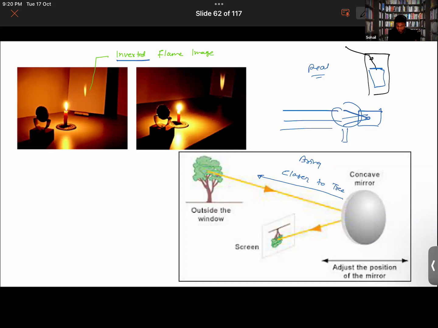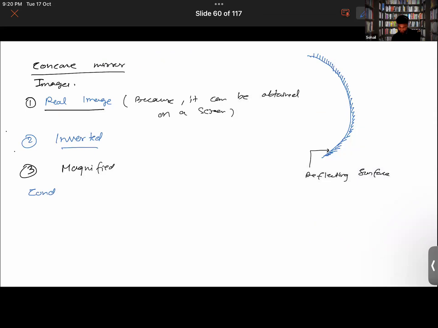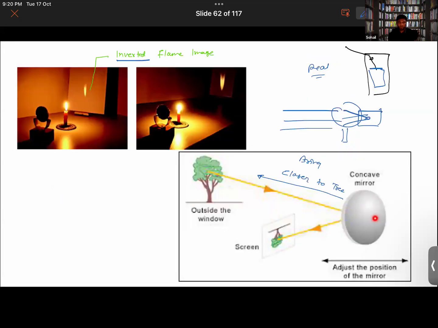Okay, now that is the interesting thing about the concave mirror. The condition applied is that when we bring the object very close to it. Now here we were actually moving the concave mirror, because we can't bring the tree closer to the concave mirror. The object here is the tree. But since you can't uproot that tree and bring it to the concave mirror, that's why we're moving the concave mirror.